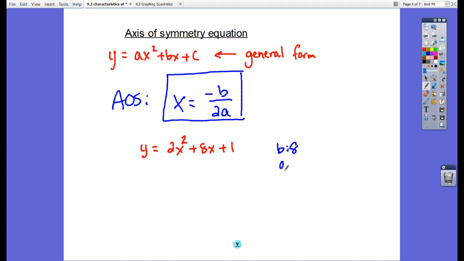What's our a value, everybody? 2. So then we would plug it into our equation. So x equals -b over 2a. So this is -8 over 4, which is x equals -2. So that would be the axis of symmetry equation. And this is going to help us graph, right? I said we're building a foundation today and yesterday. We're working on that foundation.